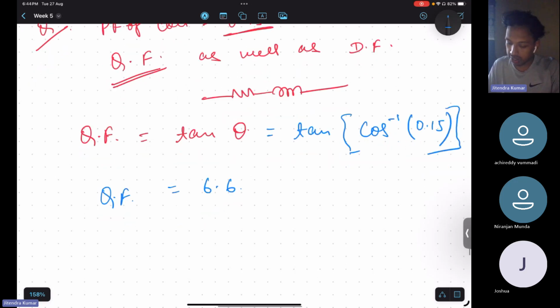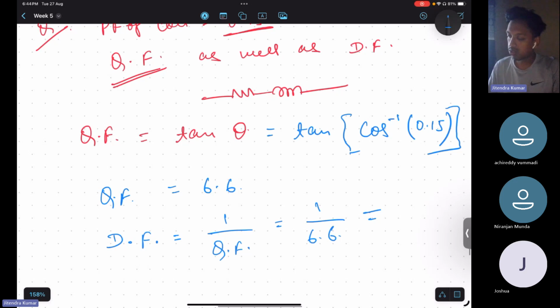Now we want to find out the dissipation factor of this circuit. That is nothing but 1 by quality factor, which is 1 by 6.6, so it will be equal to 0.15. So this is the dissipation factor, and this is the quality factor. You just need to focus on tan theta, how to get the value of tan theta. Then you can get all the values asked in the question. I hope that clears the doubt related to quality factor and dissipation factor.